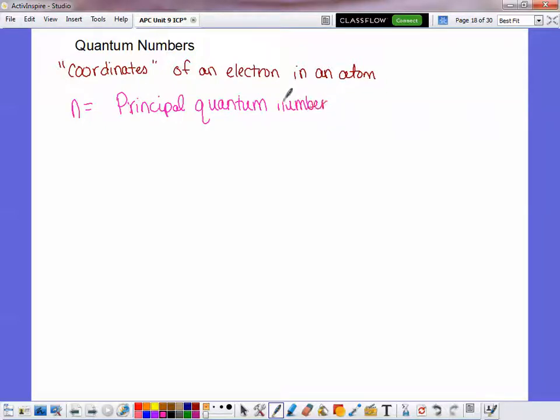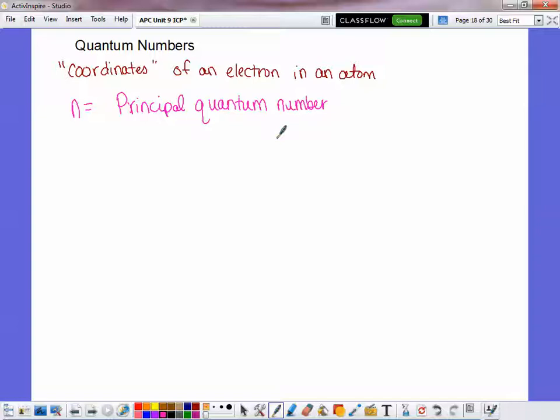My pen is skipping. And I honestly can't remember if it's supposed to be LE or AL. It's AL. Is it LE? No, I think it's AL because it's the first quantum number. So it's principal as in the first. LE? I'm not an English teacher. Okay. But I'm pretty sure it's principal.